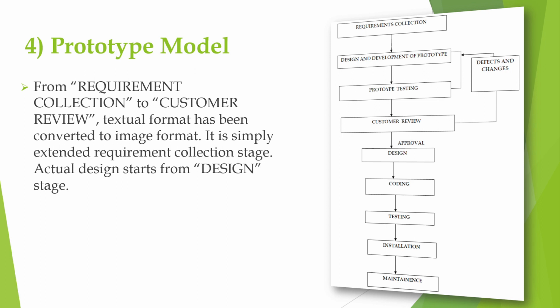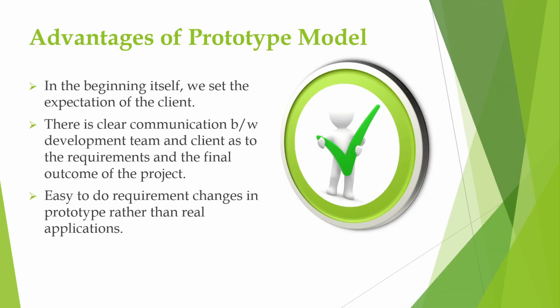Next, the prototype will be sent to the customer. The customer will review the prototype. If he feels that the prototype is as per his requirement, then he will sign the agreement, or else he will request changes. The same process will continue until the customer approves the prototype. Once he approves, the actual design or coding, testing, installation, and finally maintenance stages come only after the approval of the customer for the prototype. This entire process we call the prototype model.